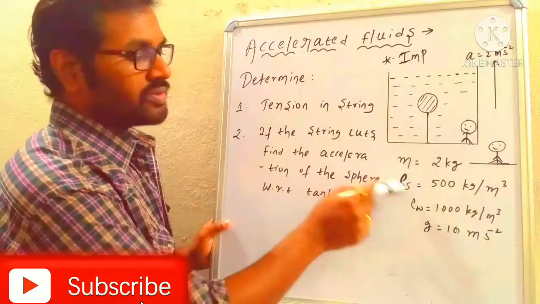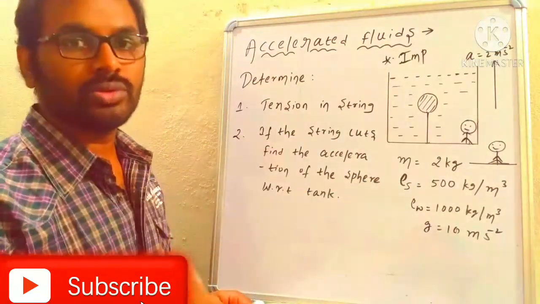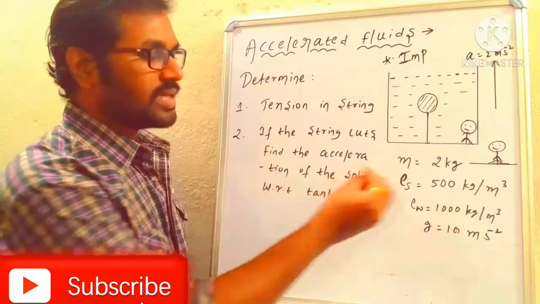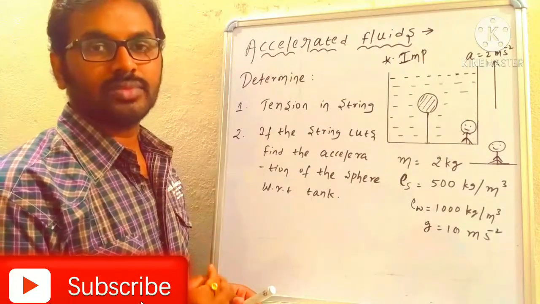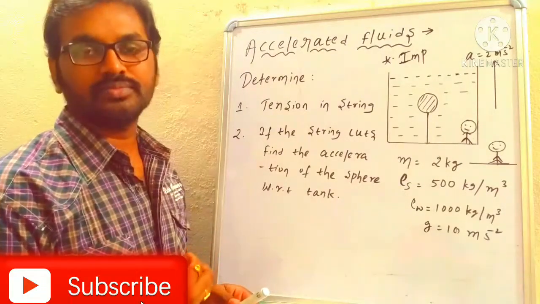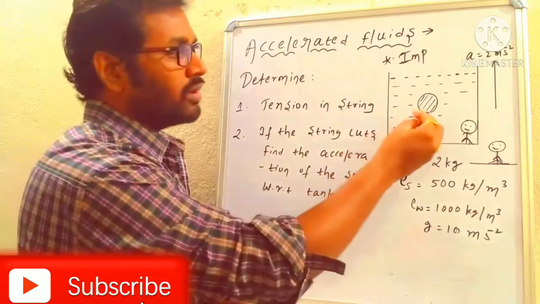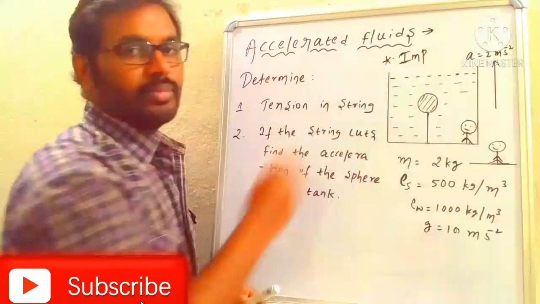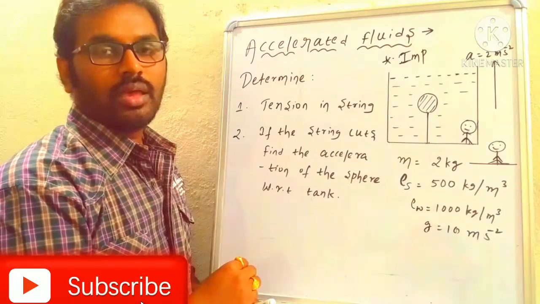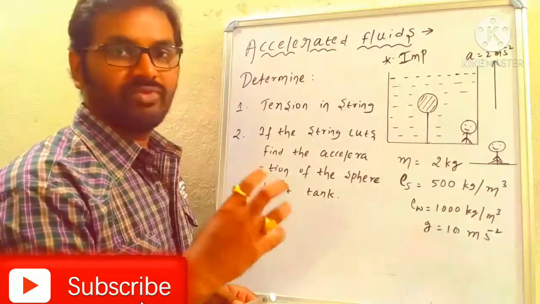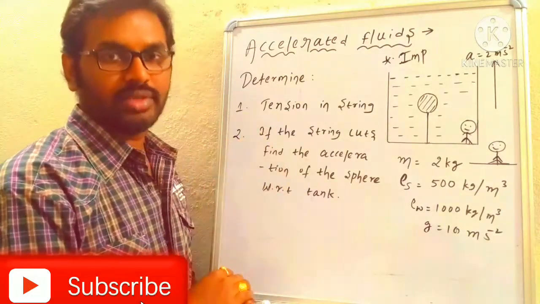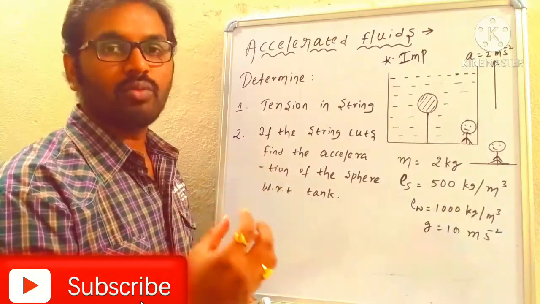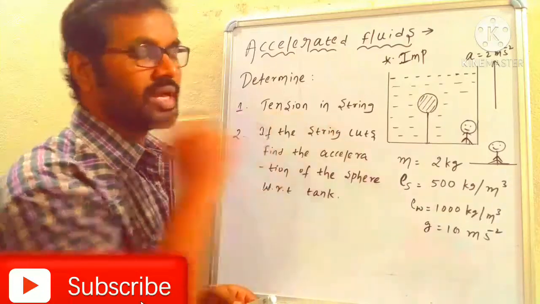When you see these two values, you come to know the density of the sphere is less than the density of water by how many times? 1 by 2 times. So if you cut this string here, this will go up, and how much volume will be outside and how much volume will be inside depends on the densities.